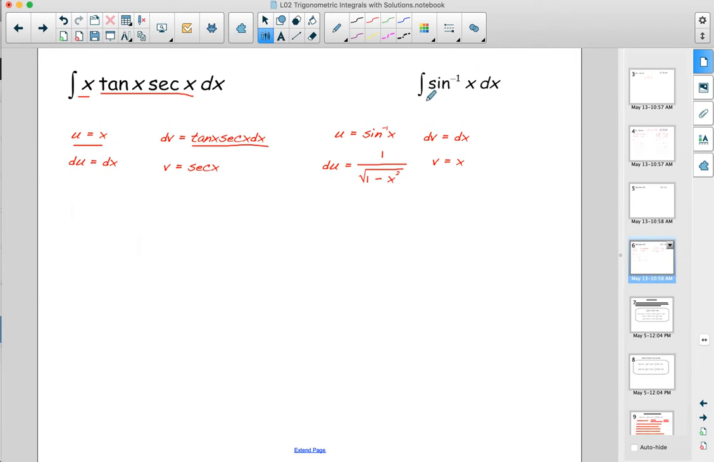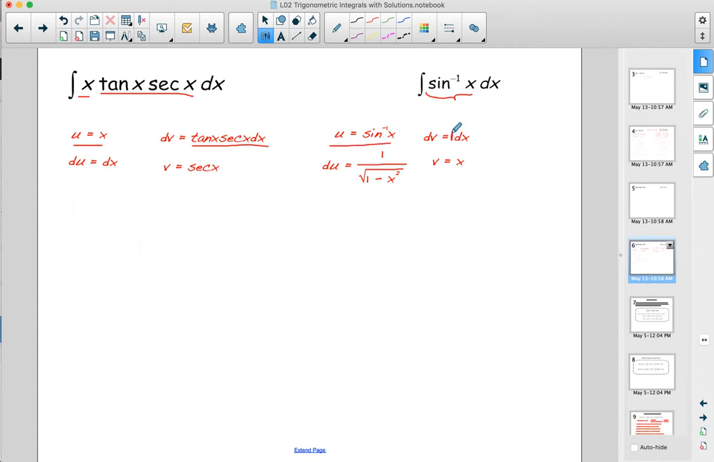And on this particular one, we're taking a look at this. It doesn't look like we have a lot of pieces here again. We've got this, but this is an inverse trig function. So that would be our second letter in the world of LIATE. So we should allow this to be u, and this is really our algebraic piece.